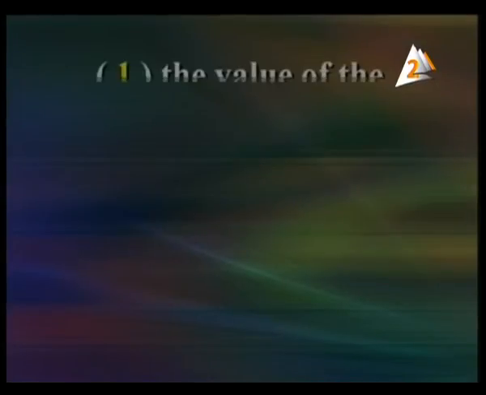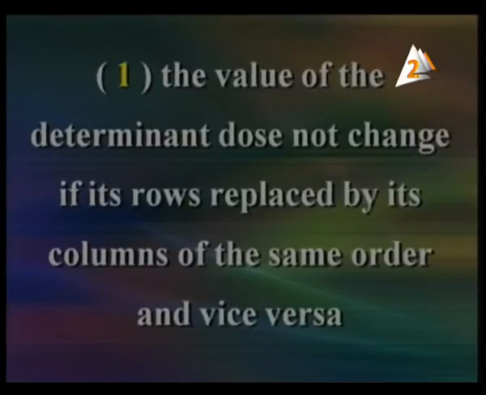Number 1, from the properties, the value of a determinant doesn't change if its rows are replaced by its columns of the same order and vice versa. Remember, dear student, the value of the determinant doesn't change if its rows are replaced by its columns of the same order and vice versa. Vice versa means if we replace the second column by the second row, the determinant value does not change.